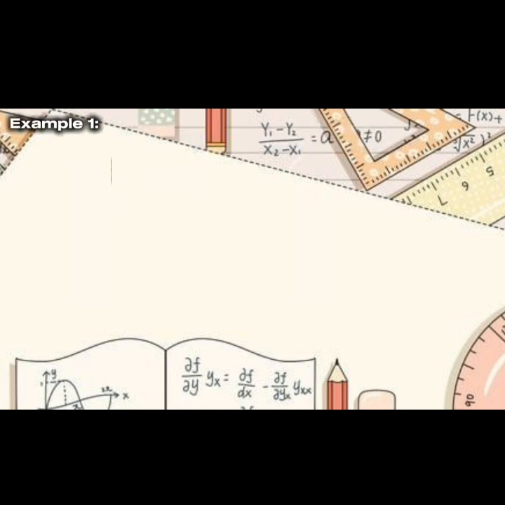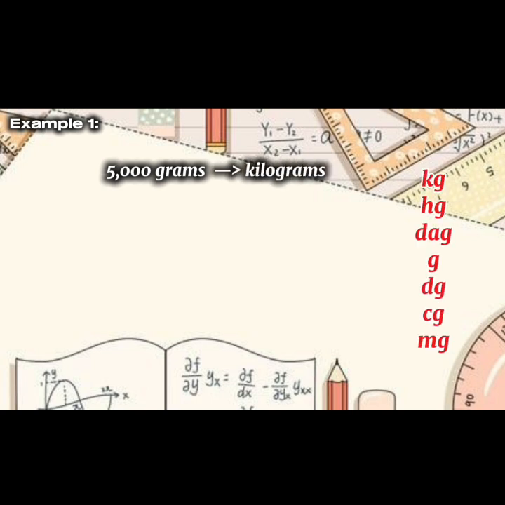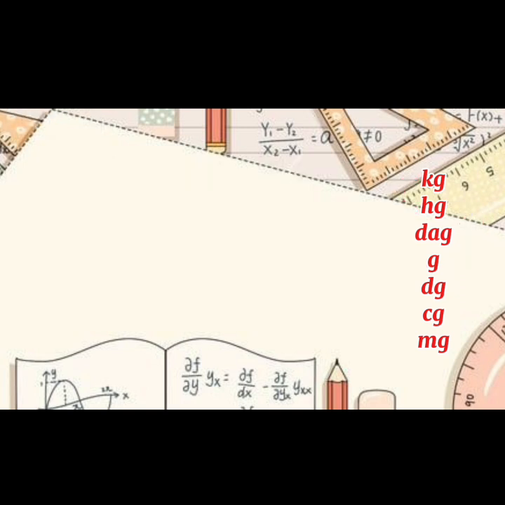Example 1 is convert 5,000 grams into kilograms. So if you look at the chart, you will see that there are 3 distances. That's why it's 1,000. And the operation will be division because it's moving upward. It will be 5,000 grams divided by 1,000 is equal to 5 kilograms. So same way as example 1.